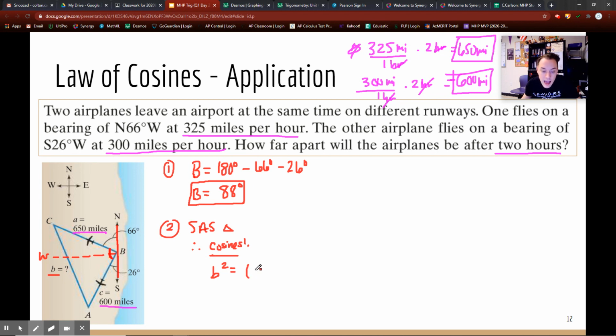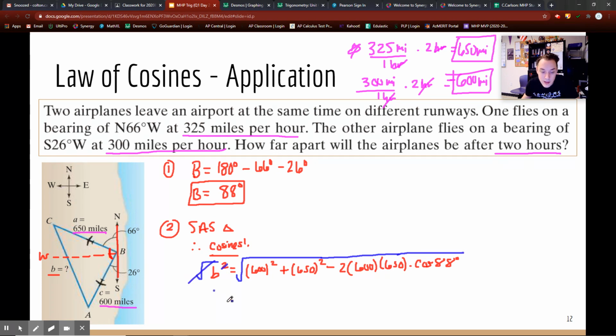So that means I have my a, or sorry, my c. It doesn't really matter which one goes first, but my c, which is 600, squared, plus my a, which is 650, squared, minus 2 times my a and my c, so this is just 600 times 650, and then times cosine of my b value here, which we found is 88 degrees. Okay, when I plug this all in, and also don't forget to square root all of this, when I square root all of this, what do I get? I'll actually let you guys do that for me.